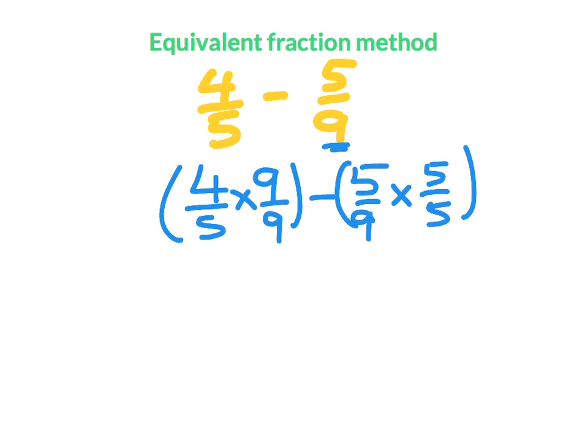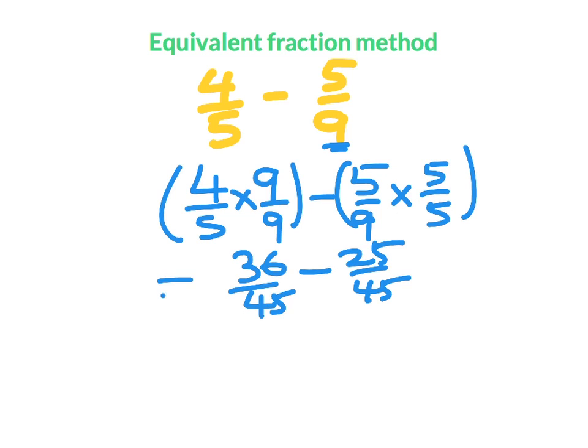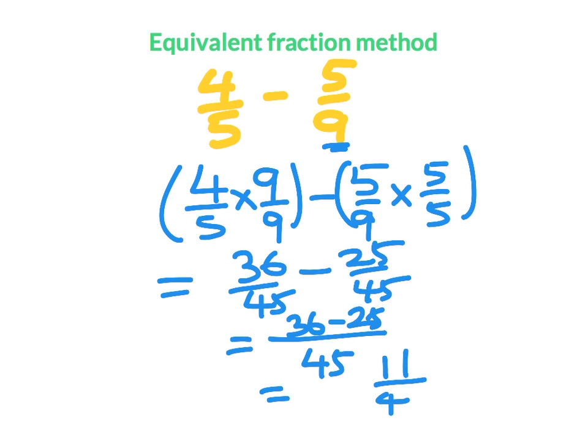Okay, so 4 times 9 is 36. 5 times 9 is 45. So we have 36 over 45 minus 25 over 45. Now we have like fractions, so we can go ahead and subtract them just like fractions. So we have one denominator, which is 45, and then 36 minus 25, which is going to be 11 over 45.